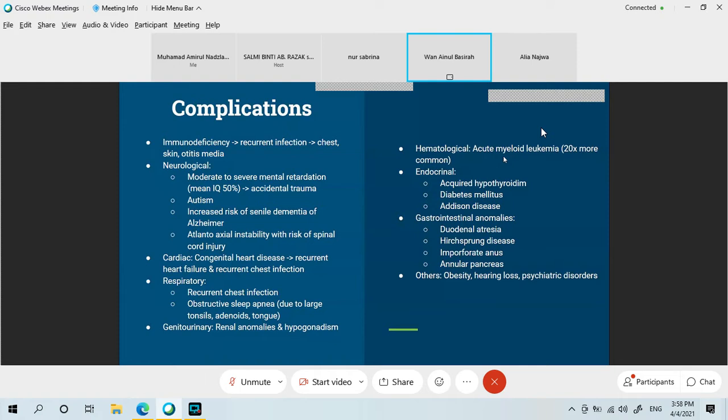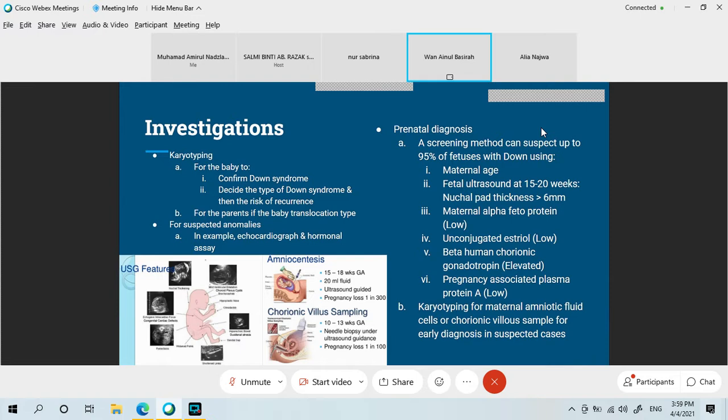For the endocrinal, acquired hypothyroidism, diabetes mellitus, Addison disease or adrenal insufficiency, if I'm not mistaken. Gastrointestinal anomalies such as duodenal atresia, Hirschsprung disease, imperforate anus, annular pancreas. And other complications are obesity, hearing loss, vision loss, and also psychiatric disorder. Okay, next. So for the investigation, nak diagnose ni mestilah guna karyotype.